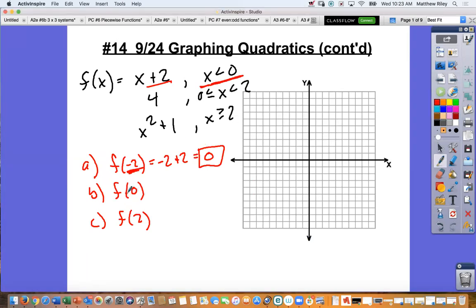Which equation do I use if my x value is 0? The second one? Yeah, because x is between 0 and 2, including 0, so there's no x there, so it's just 4.